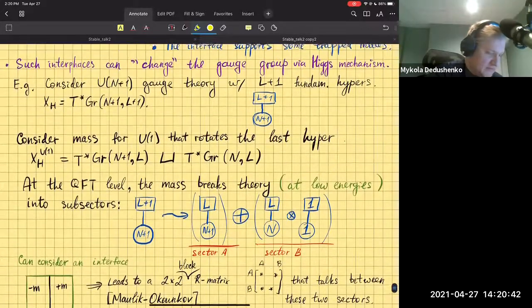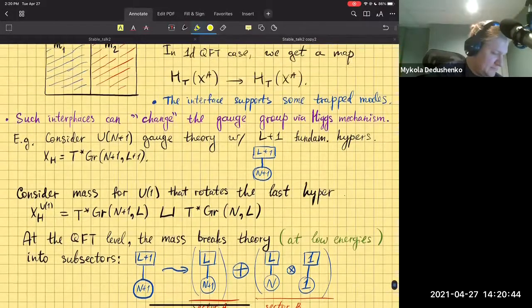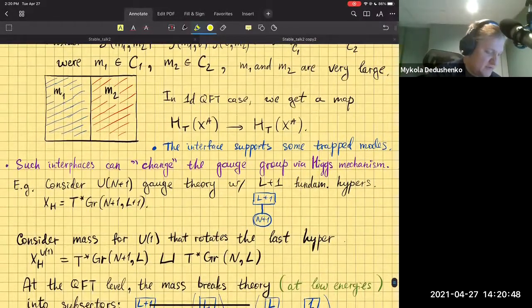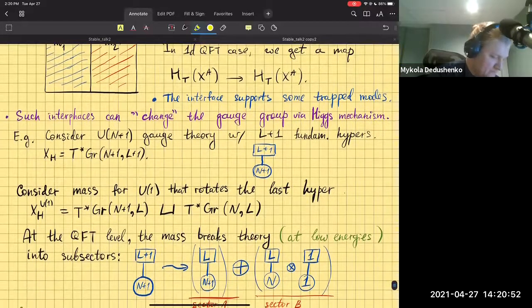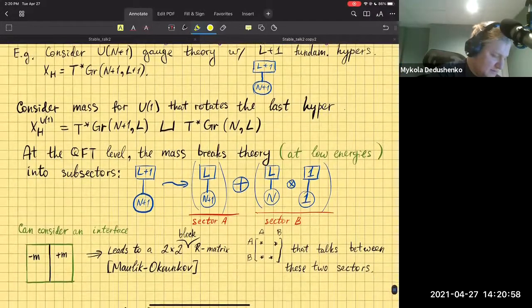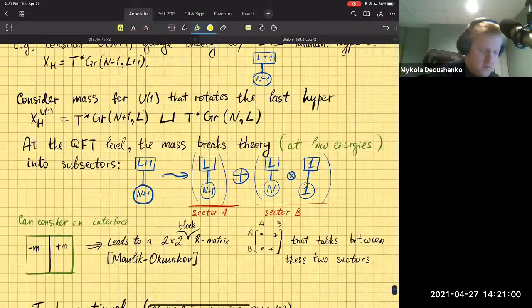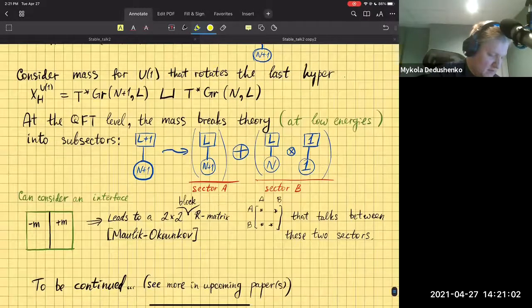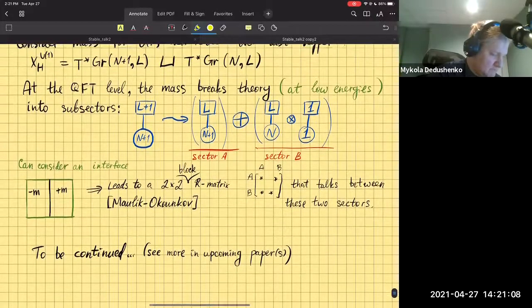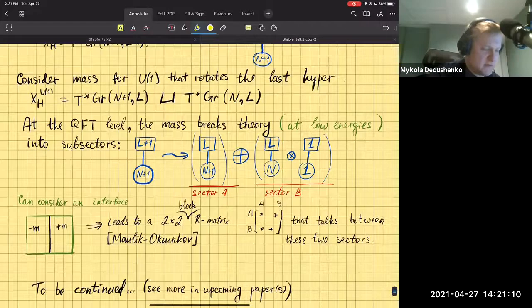Now, the point of this last part was really that I didn't tell anything new, except that I described this example in this physics language, but hopefully more will be in the upcoming paper or papers. And yeah, I think that's it.